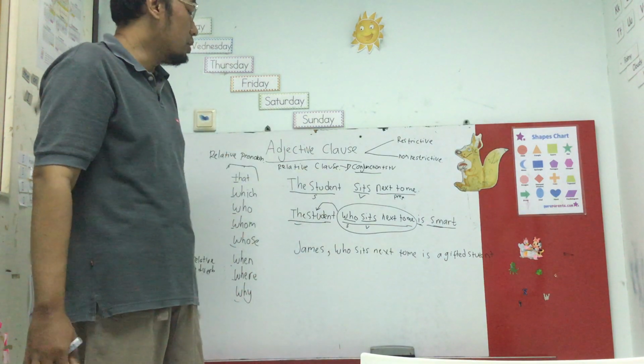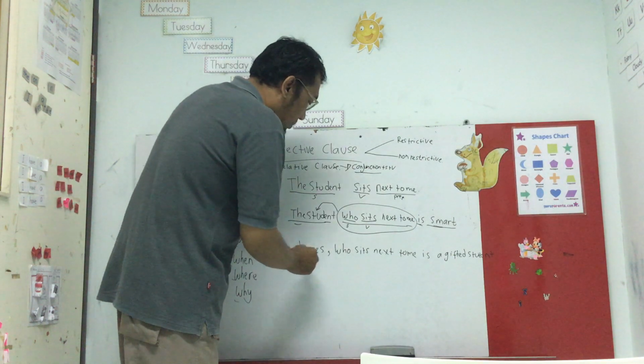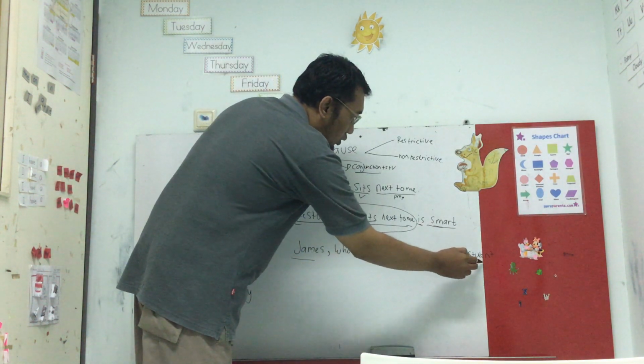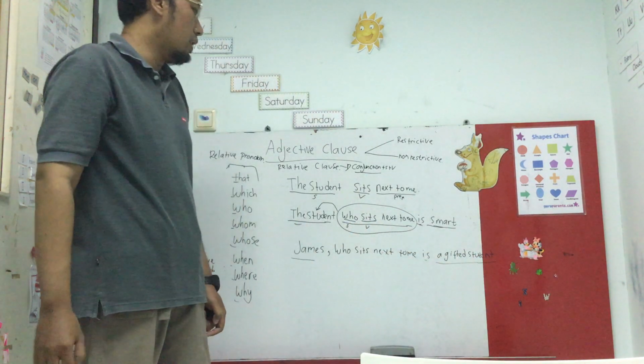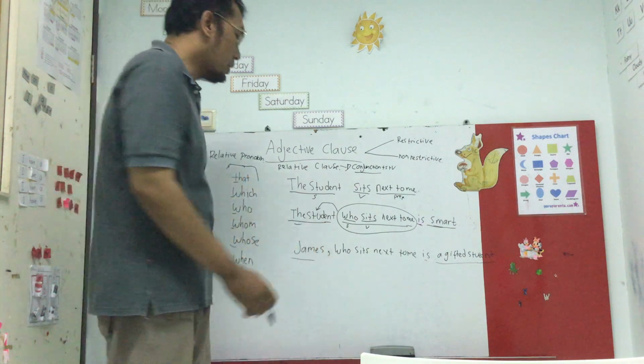Let's take a look at the next one. The next one we have: James, who sits next to me, is a gifted student. Now over here, I use a comma over here.